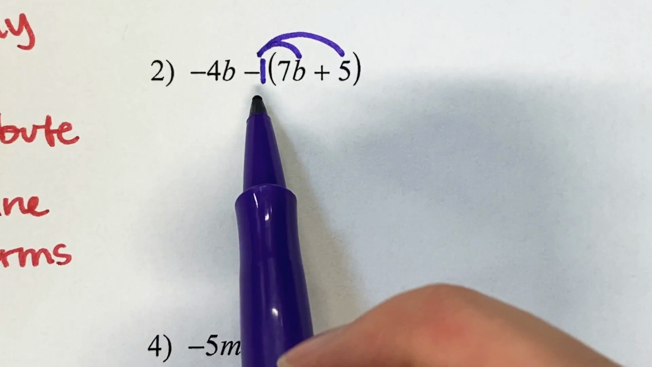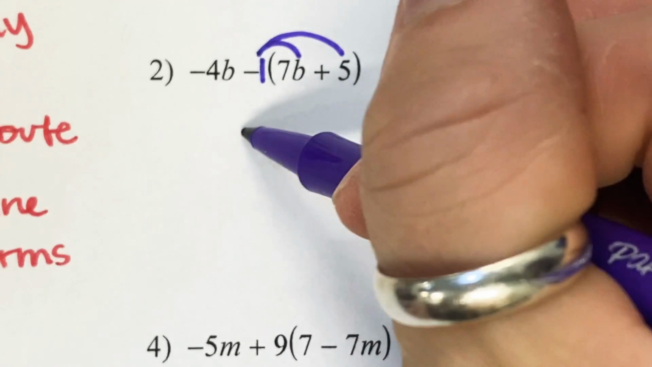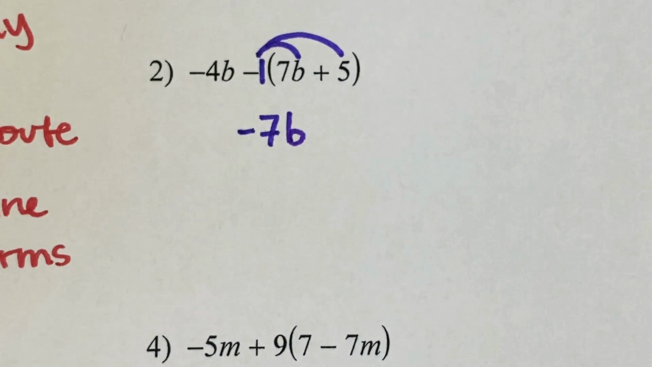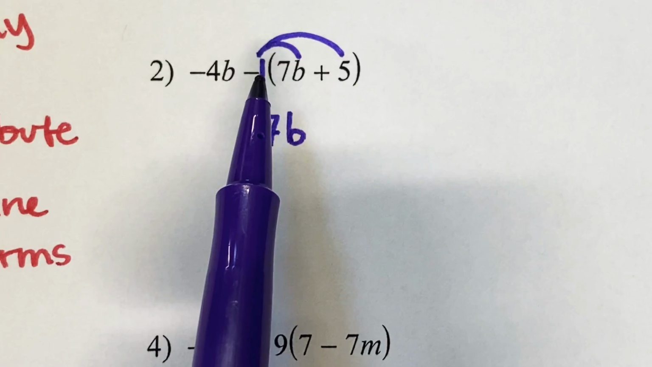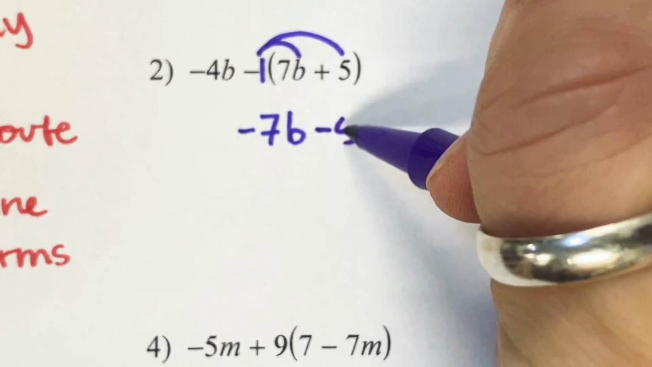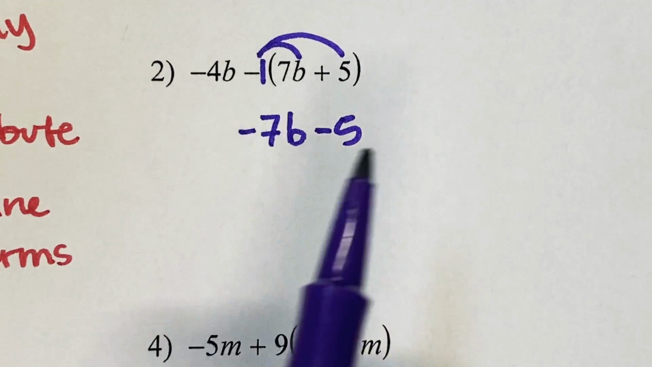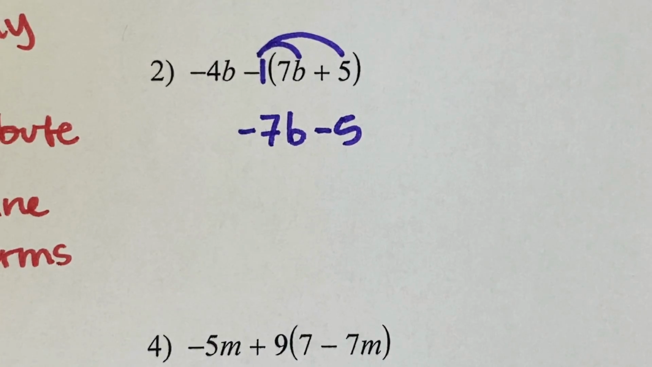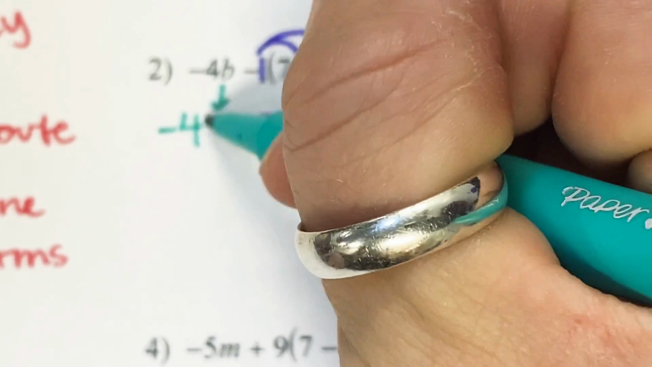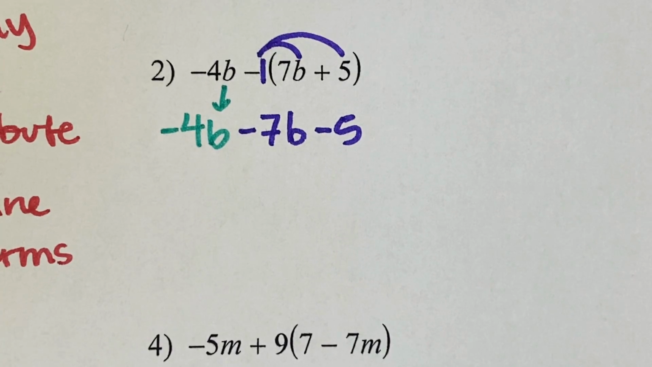So we have -1 times 7b. What is -1 times 7? It's going to give me -7, and there was 1b being multiplied, so -7b. Then I have -1 times +5. That is going to give me -5. So we did our first step, we distributed. Now we can combine like terms, and this is where that little piece that we ignored can come down, because we're going to combine like terms.